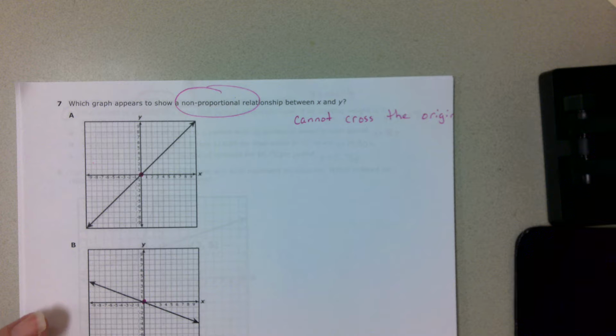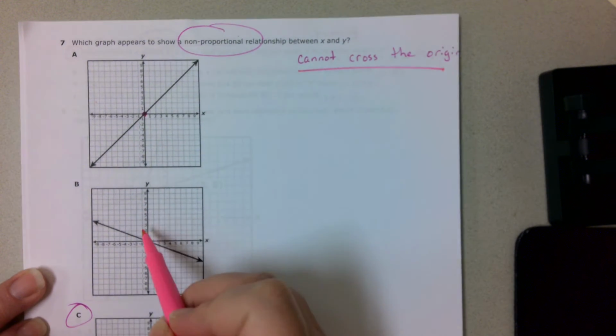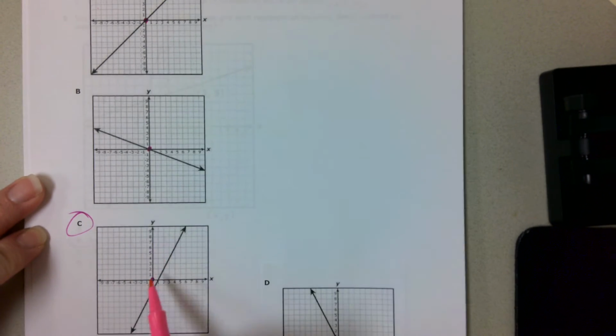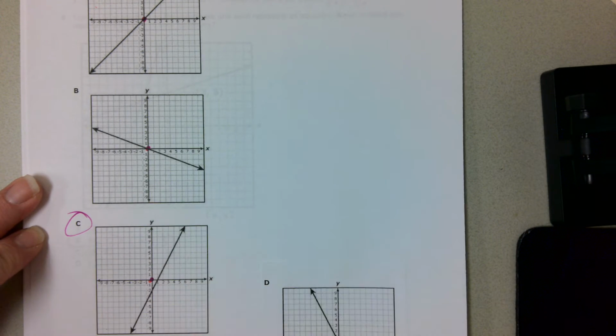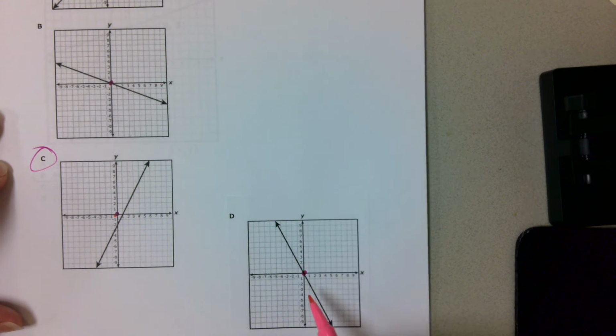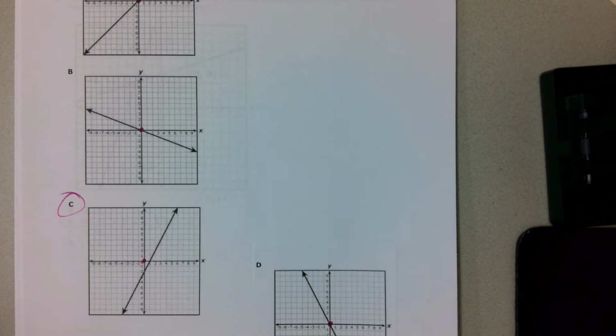Which graph appears to show a non-proportional relationship between y and x? Again, we can't cross the origin. So I've identified all the places where my graphs are crossing the origin. Here, I have my origin, but there's no graph crossing. So this one is non-proportional. And this last one here is proportional. So C was the only non-proportional relationship.